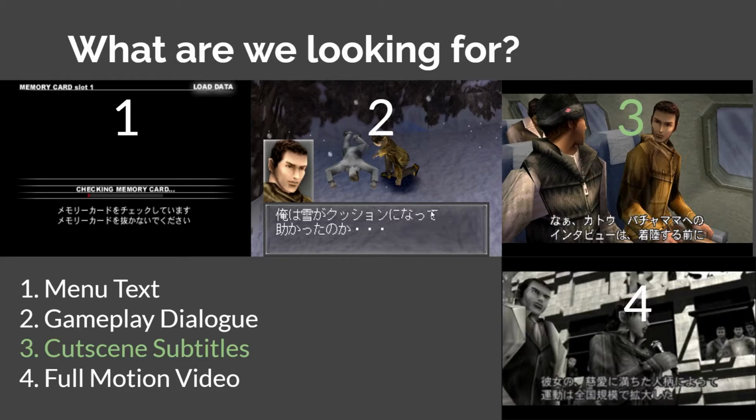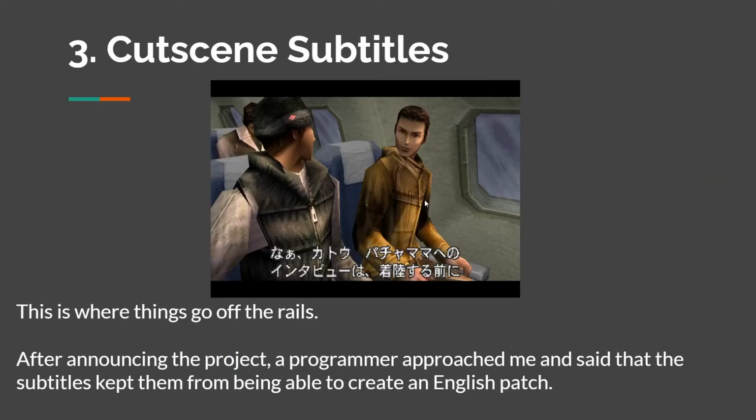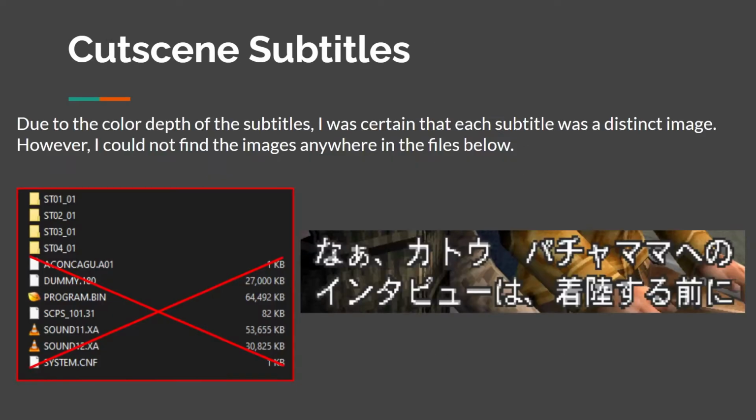Number 3, we have the cutscene subtitles, and this is where things go off the rails. At some point when I was working on this project, a programmer actually approached me and said that they were never actually able to figure the subtitles out. And it's because they are very, very strange. They are not standard at all. So far, it's been pretty easy. We've dealt with pretty standard formats, but this is where things get really weird.